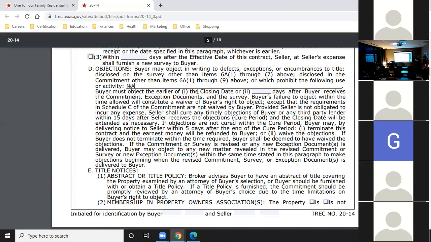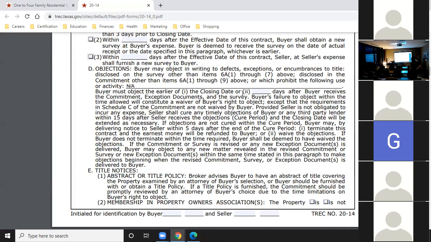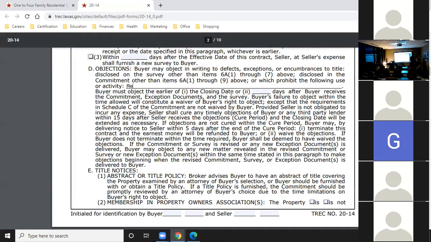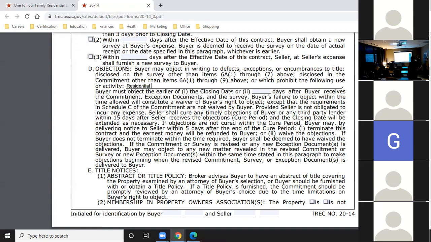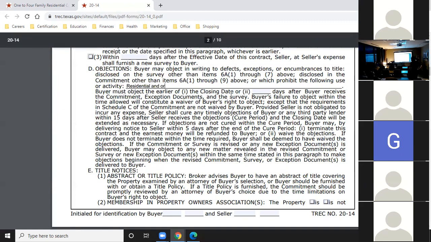Now, here's actually the correct thing. I'll tell you real quick. The correct thing is you would actually put in there residential and or rental usage. And because you also don't have objections, you would normally put 10 days in the next blank. So Mr. Grossman's going to type it in. It's residential and or rental usage. That basically is saying if title says that I cannot rent out my property or live in my property, I can get out of the contract within 10 days after I receive the title commitment.